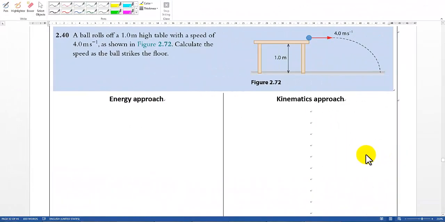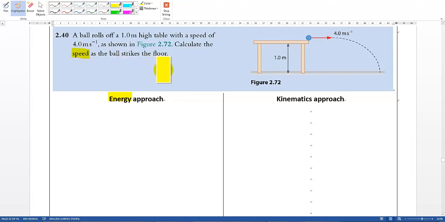Next question is one of my favorite questions in this question set. This is not the hardest question or the most special question, but I would like you to try using two different approaches. First of all, using the energy approach, what you learned in this subchapter, by considering what kind of energy is involved here, and you should be able to reach the answer. That means the speed when the ball strikes the floor.